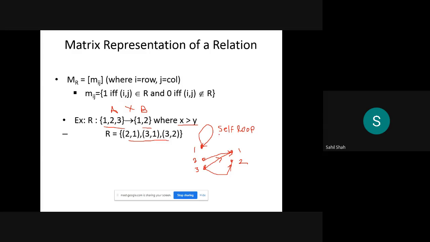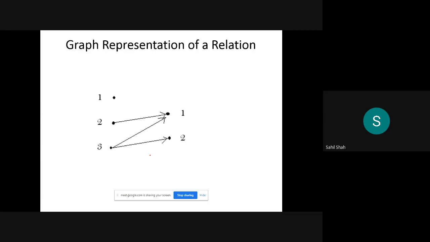Self-loop. So these points 1, 2, 3 are known as nodes, and these lines are known as the edges or arcs. So we have seen 2 ways of representing a binary relation. One is the matrix, the other one is a diagram. What is the third way?